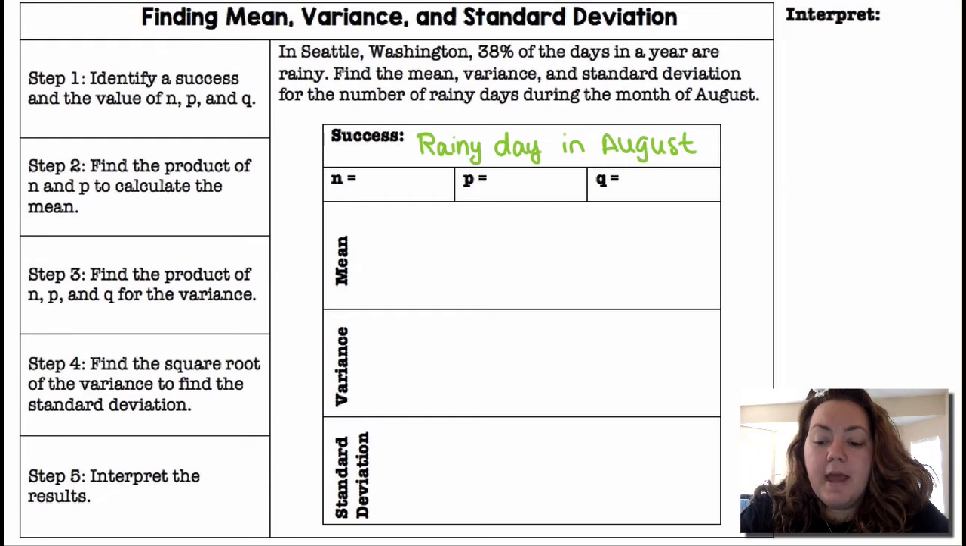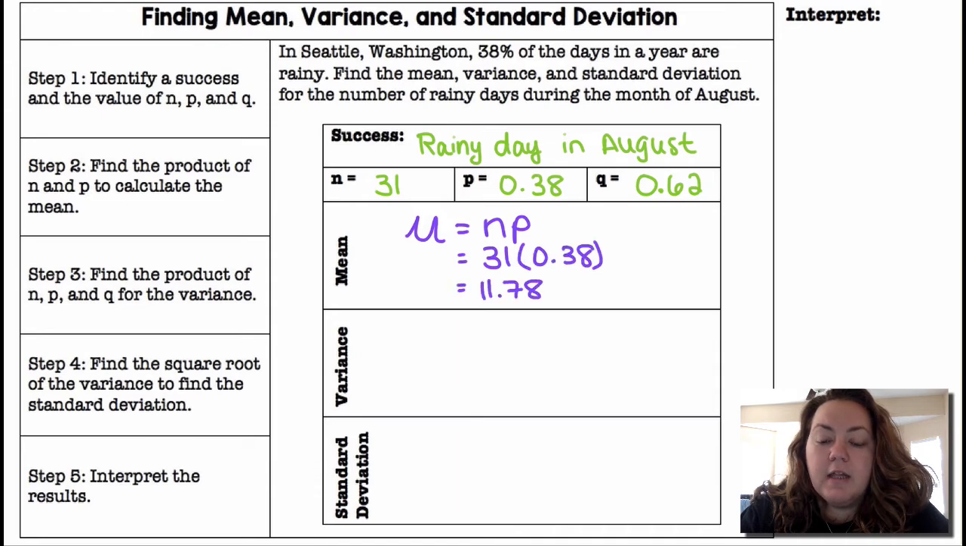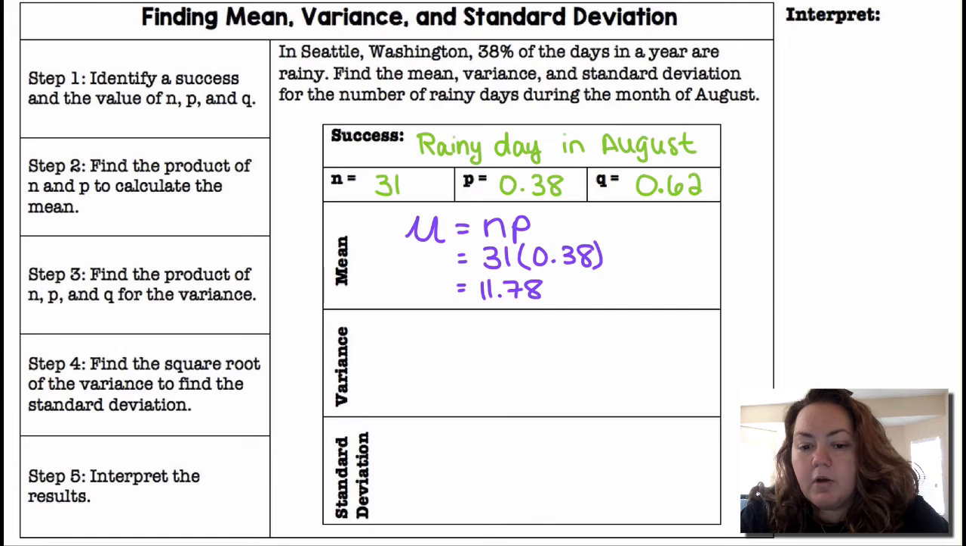For n, there are 31 days in August, so n is 31. The probability of success, they told me, is 38%, the time it's raining, which would mean the probability of failure would be 1 minus 0.38, which is 0.62, which is q. To find the mean, we do n times p. So 31 times 0.38 gives me 11.78. So on average, there are 11.78 rainy days, so about 12 rainy days in August.